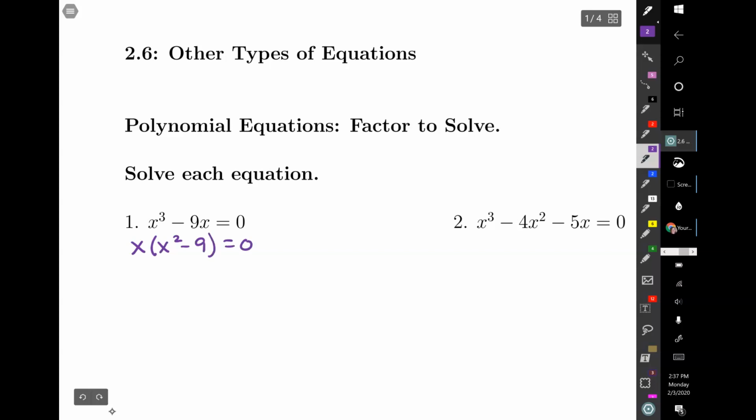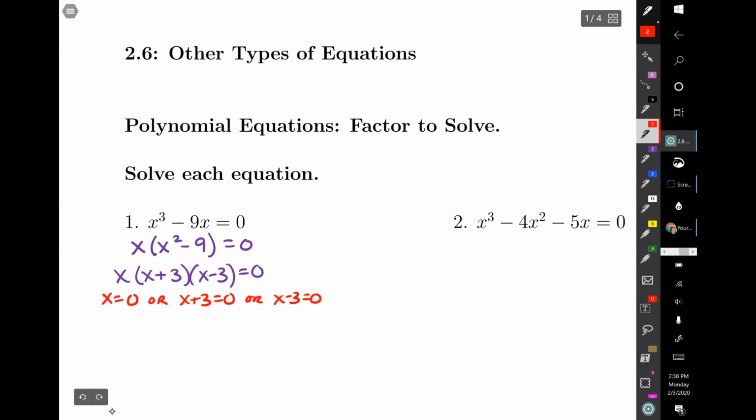Set it equal to 0, and then we're going to factor. So x is already factored out, and then we have a difference of two squares, x plus 3, x minus 3 equals 0. So we're going to set all of those equal to 0. You can probably not have to write that out all the time, but just so we're sure, we would set x equal to 0, or x plus 3 equal to 0, or x minus 3 equals 0, and then we go ahead and solve for all of those.